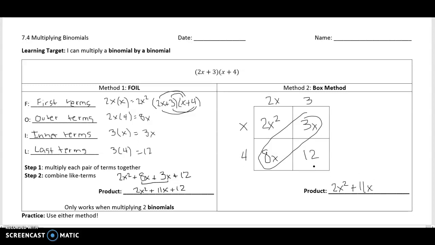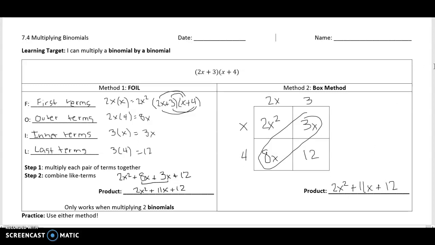And then the 12 is left without a like term, so add 12 at the end. Okay, your like terms will always be diagonal from each other though. So add those together, and that becomes your middle term. Okay, so that is the box method. So again, you pick whichever method you feel comfortable with.